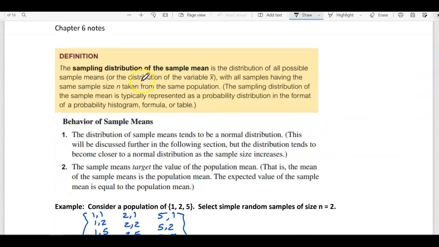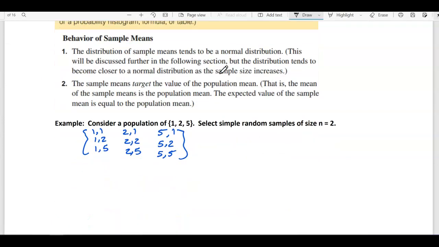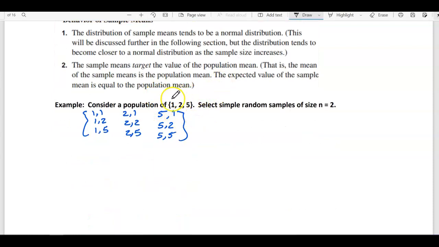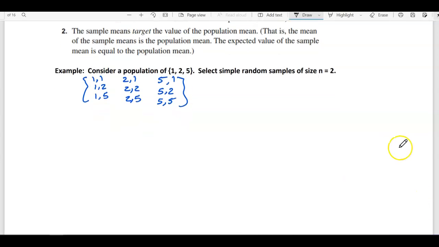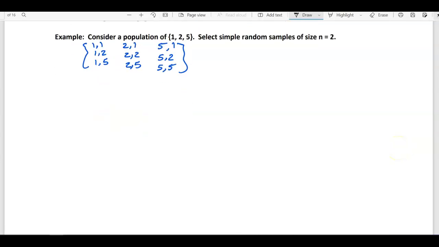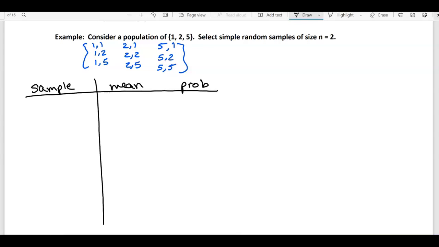So let's look at another one. Let's look at the sampling distribution of the sample means. So we're going to use that same set here. There's our 9 different items that we're going to look at. And we are going to construct a table again. So I'm going to look at all those samples. I'm going to look at the mean of those samples. And we're going to look at the probability. This table helps us create a more condensed table like we did before.